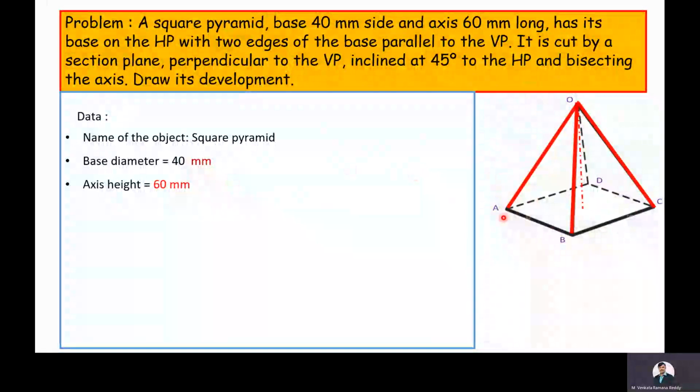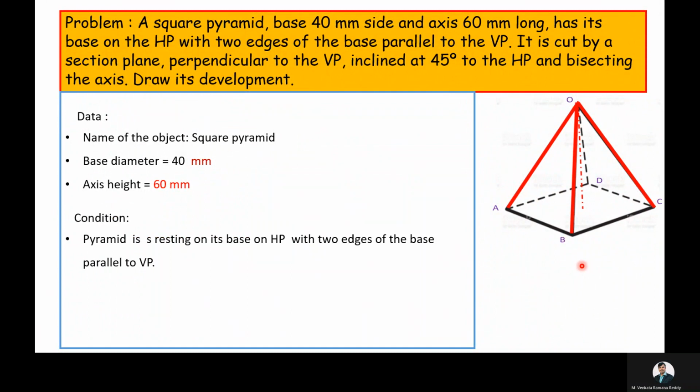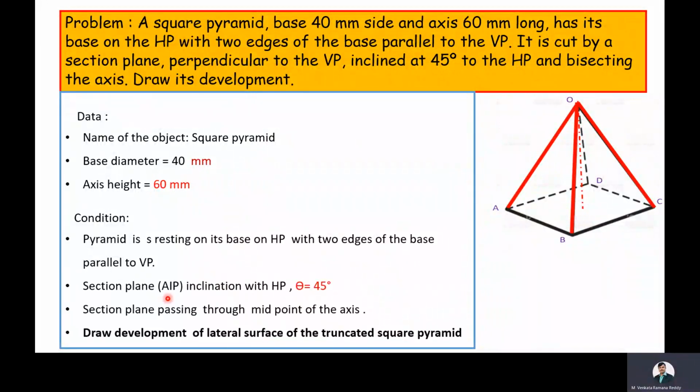Here, the square pyramid is resting on its base on HP with two of its base sides, say AD and BC, are parallel to the vertical plane. Then the section plane is making an angle 45 degrees to the HP and perpendicular to the VP, and the section plane is bisecting the axis. Then with this information, we need to draw the development of lateral surface of the truncated square pyramid.